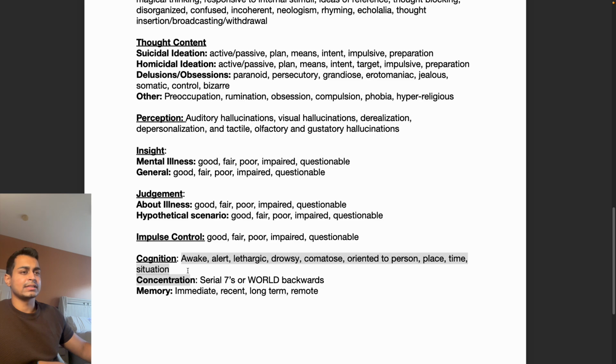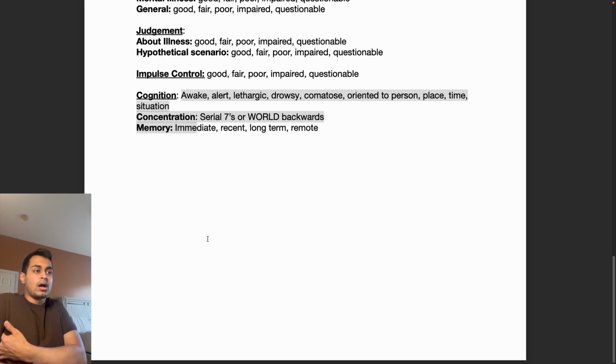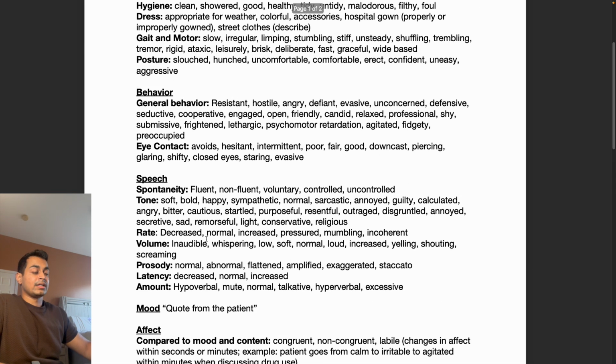And then cognition. This is really good for things like EDCL, but just seeing, and then all these concentration and memories. Are they oriented to person, place, time, and situation? Is their memory good? Are we looking at something like delirium or dementia? This is where cognition becomes really important as well.